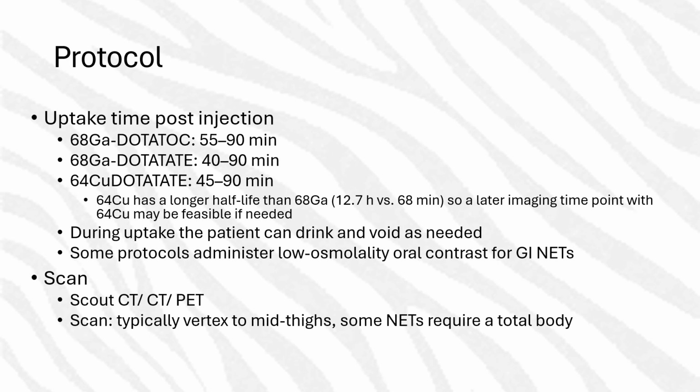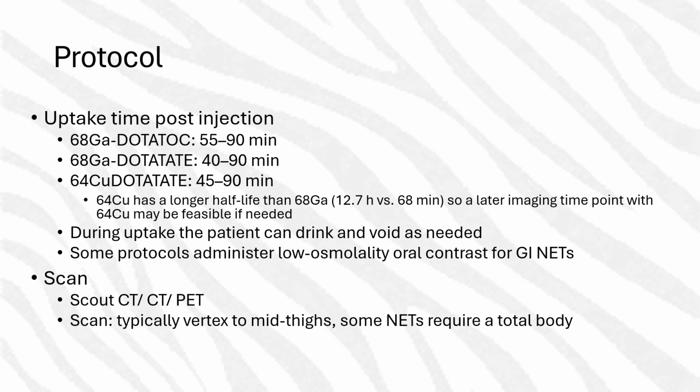Some protocols require administration of low osmolality or oral contrast if the patient has a gastrointestinal neuroendocrine tumor. Typically, that is a very low osmolality contrast or water, and that's just used to help separate what's neuroendocrine uptake and what isn't. Scan is done.